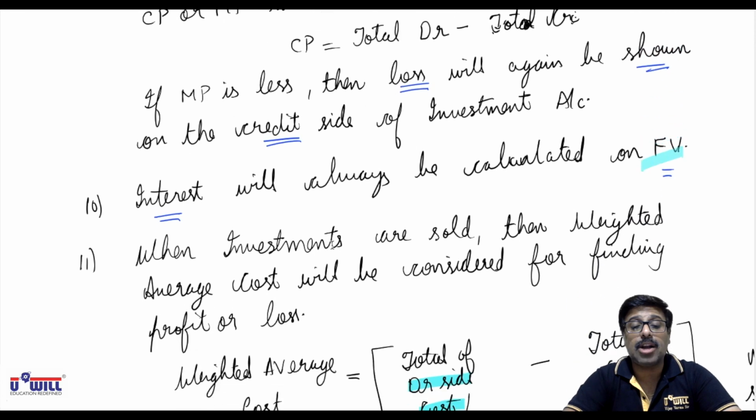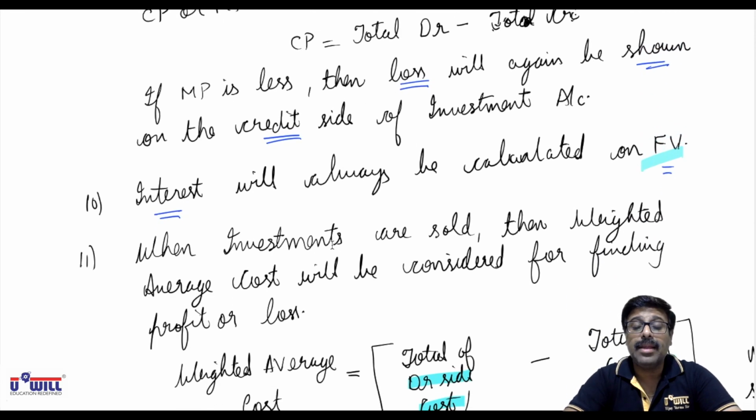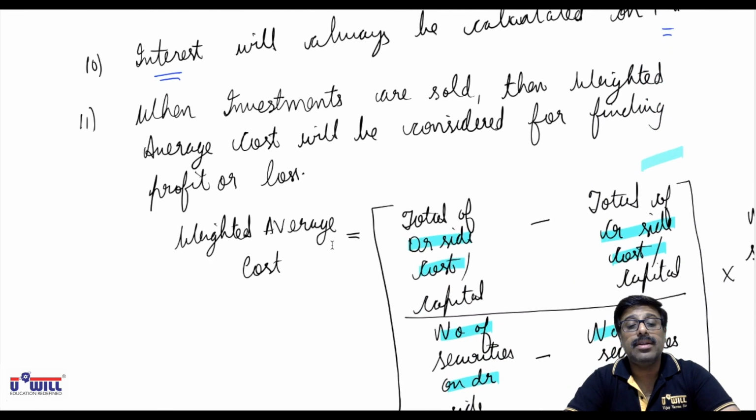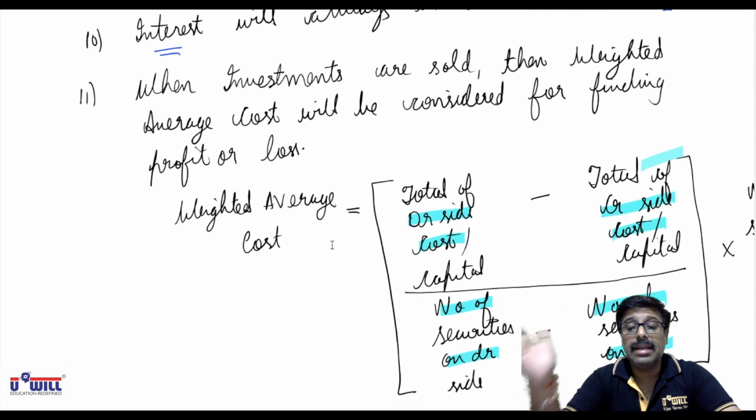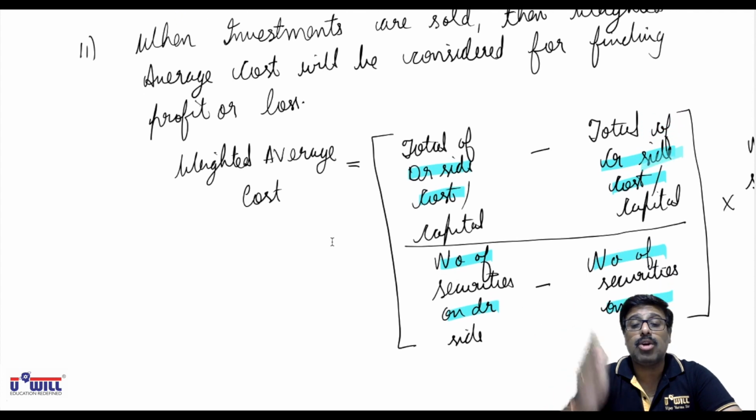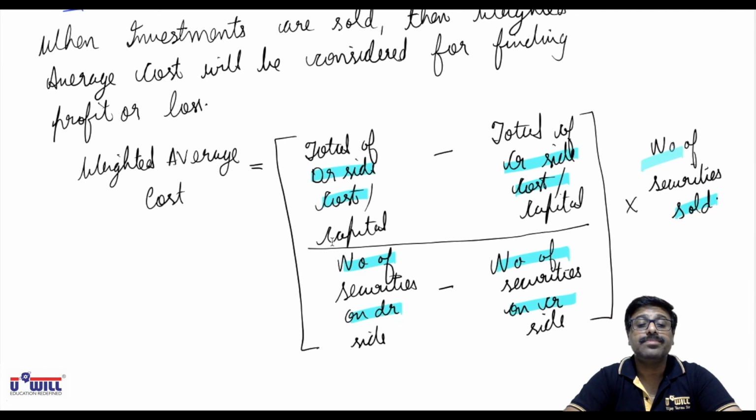Interest throughout the ledger account will be calculated on face value. And when investments are sold, then to find profit or loss, weighted average cost will be considered. And how do you find that weighted average cost? Total of debit side capital column minus credit side capital column, upon number of securities debit side minus credit side, into number of securities sold.